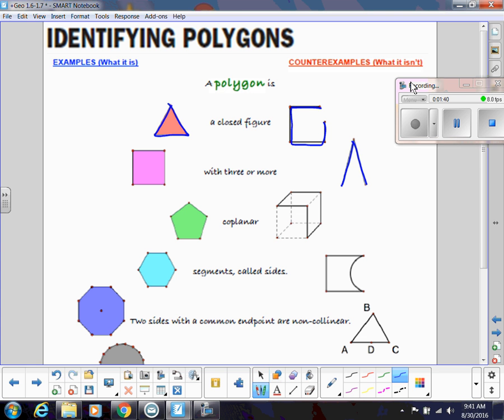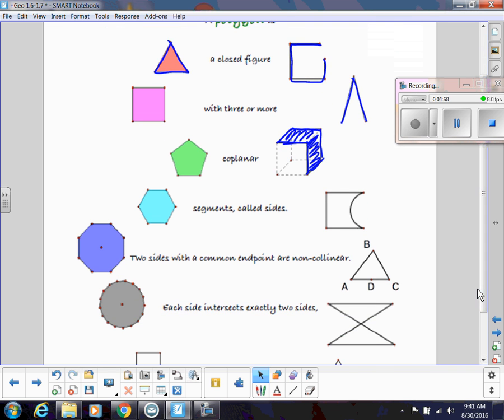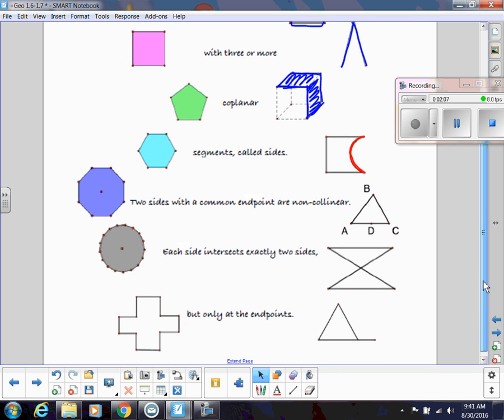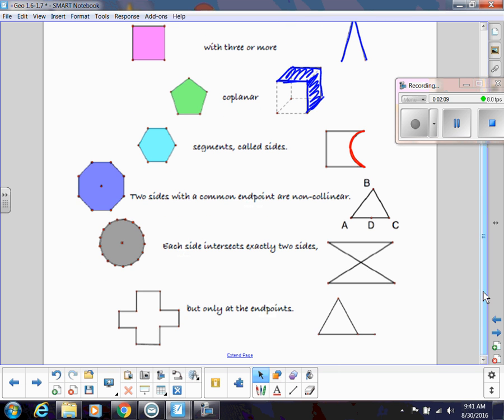So this pentagon, all the sides are coplanar, whereas here you could see this has 6 segments for sides, but 3 of them are on this plane and the other 3 are on this plane. So that's not a polygon. And they have to be segments. So make sure that you don't have any kind of curved portion in your shape because that would make it not a polygon.